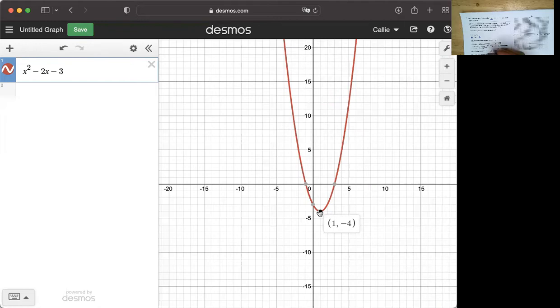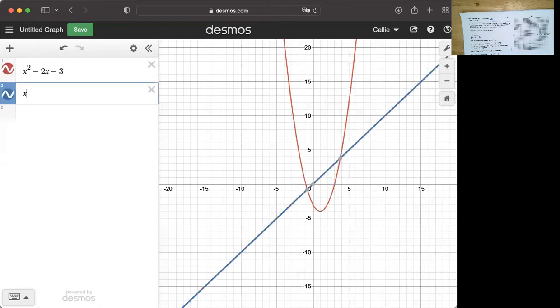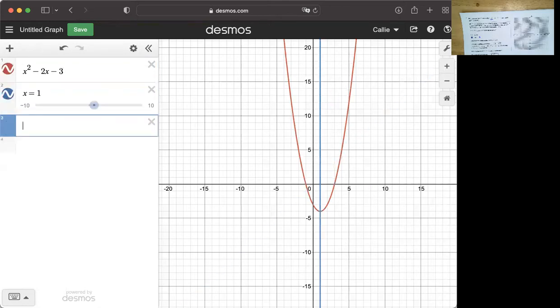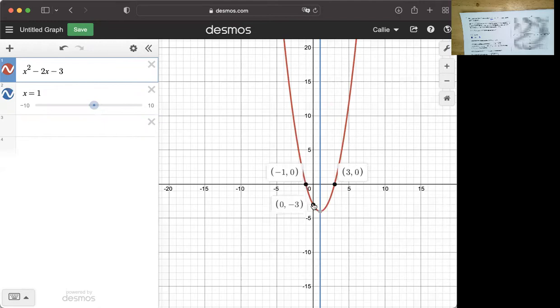The equation of the axis of symmetry is always the x value, so it's x equals 1. So it's that blue line, that's the axis of symmetry. The x-intercepts are 3, 0 and negative 1, 0, so negative 1 and 3. The y-intercept is negative 3, or 0, negative 3.